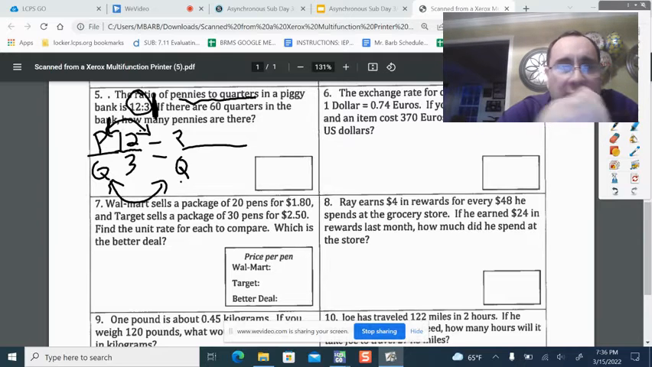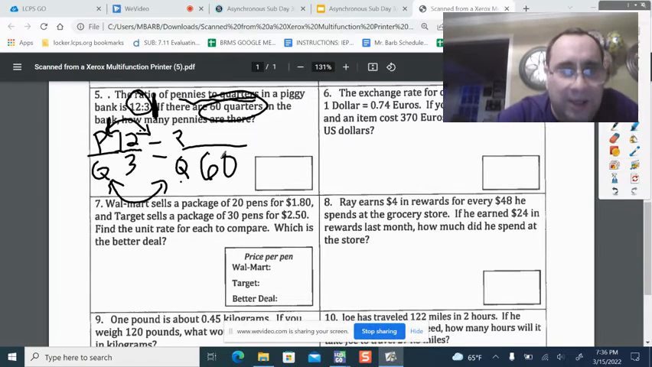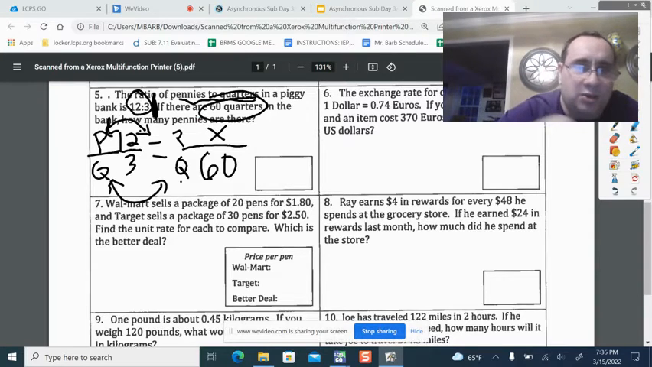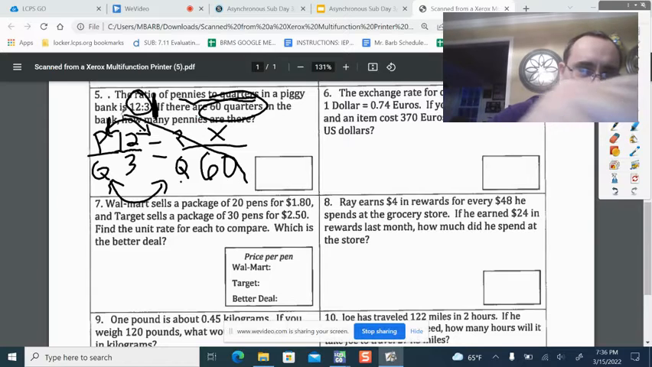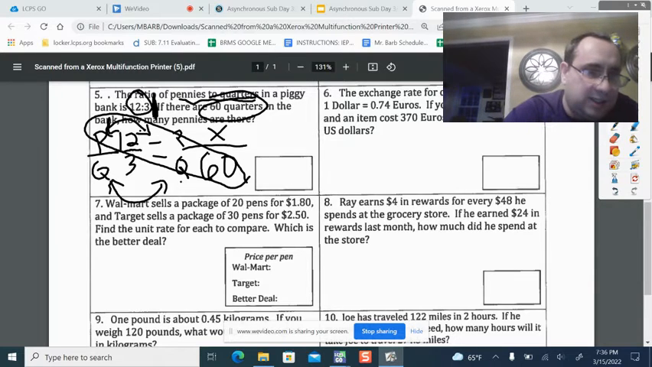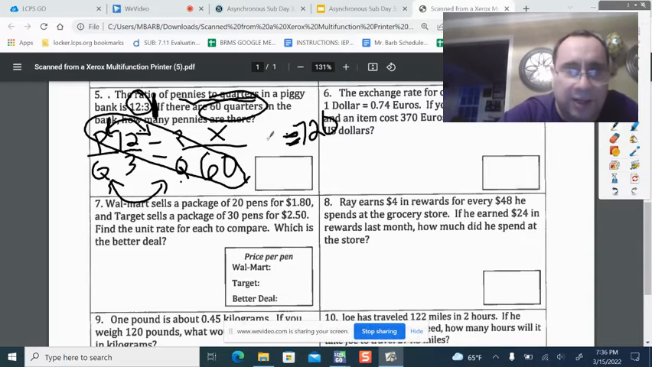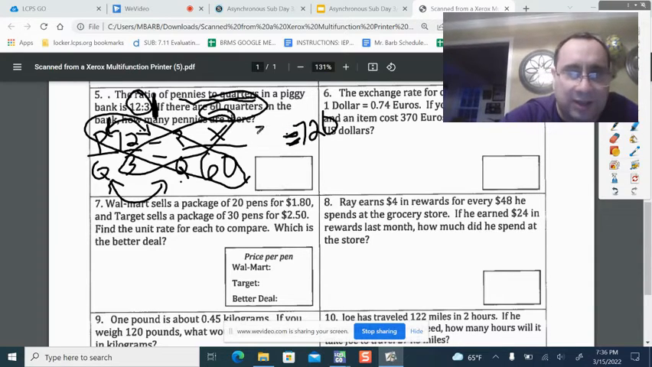Okay? Now they want to know about 60 quarters. Well, if they're telling you it's 60 quarters, you just put that 60 right there. And now they want to know how many pennies. Well, we don't know. That's what we're going to solve. Okay? So knowing this, we're going to cross multiply. 60 times 12 is 720. So I'm going to put that over here on the side. You'll have more room than me. Okay? And this is 3 times x is 3x.